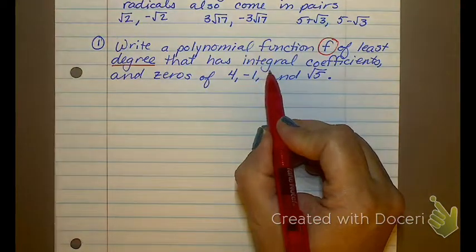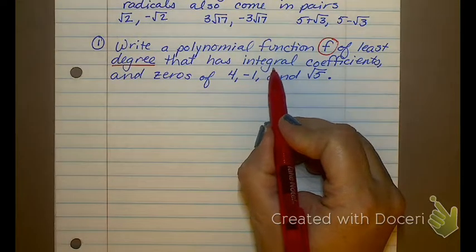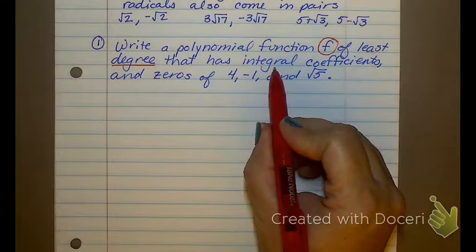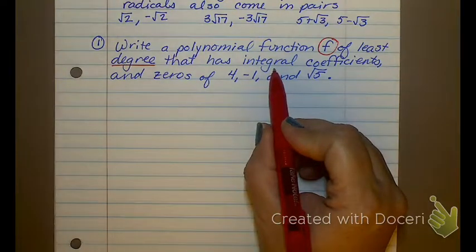Yes, integer. What's an integer? A number. What kind of a number? Negative or positive? Any number, negative or a positive, as long as it is not a fraction or a decimal. So this is saying that the polynomial you write has to have nice numbers in it. No fractions or decimals. Okay?